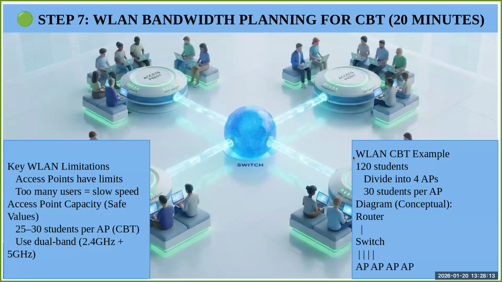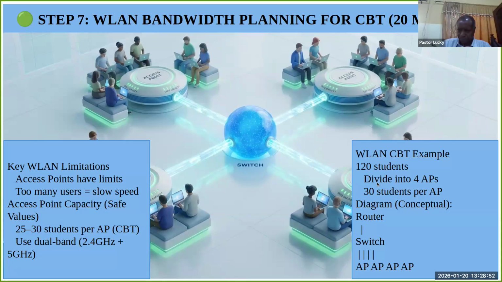Good. So access points have limits, and too many users will slow down the speed. So for our access point, to be safe, we must keep it to 25 to 30 students. Don't go more than that. And we should have access points that have dual band, that is 2.4 and 5 gigahertz, so that some might be connecting to 2.4 and some to 5 gigahertz, so as to reduce the interference on the network. Very important for us to consider that.